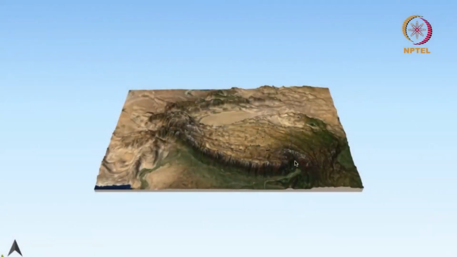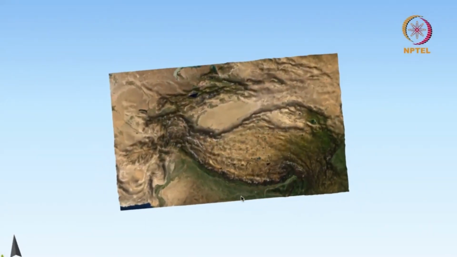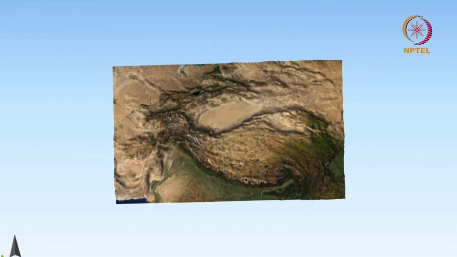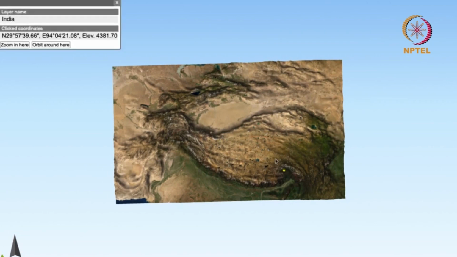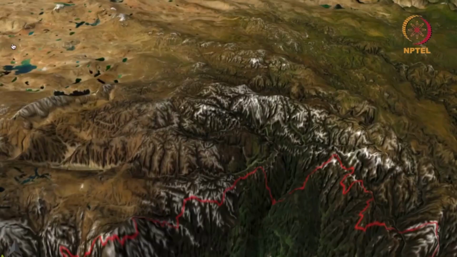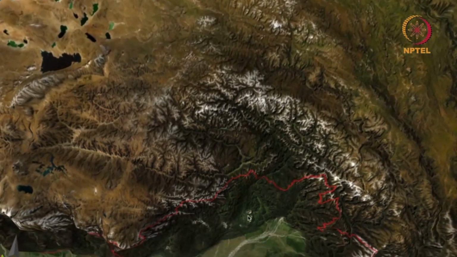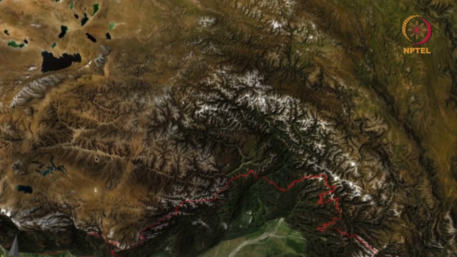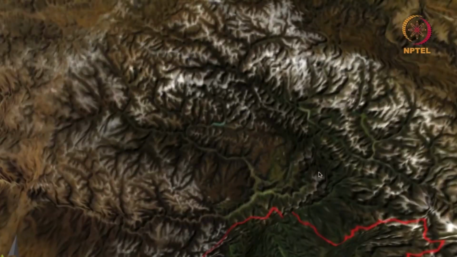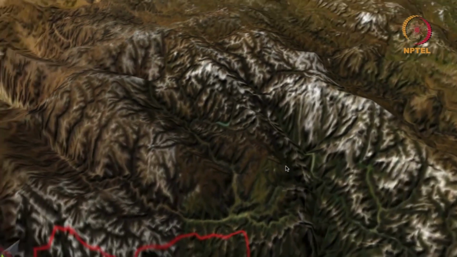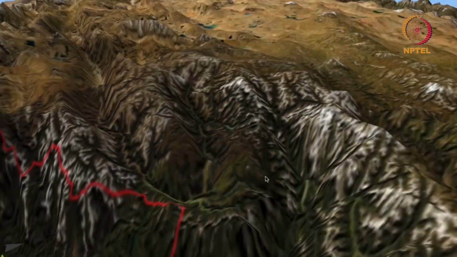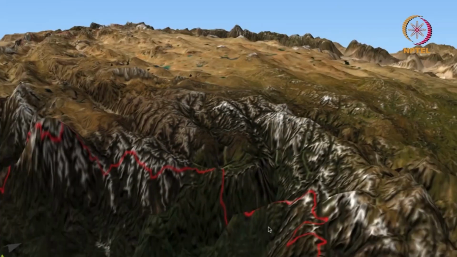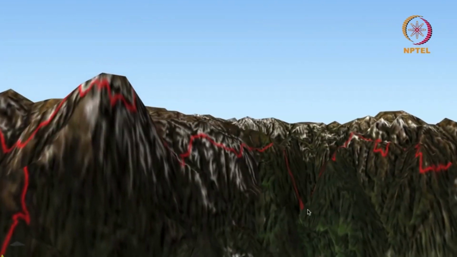Now, if we have a look at the 3D map of this area, so this is the 3D map. So this is the chain of the Himalayas, and we are interested in this region. So let us zoom into this area, and here you can observe that here we have the Sangpo river. It moves like this, makes this turn, and then it moves downwards, and then it becomes the Brahmaputra. Now, if we look at this area in more detail, this is how this canyon looks like.